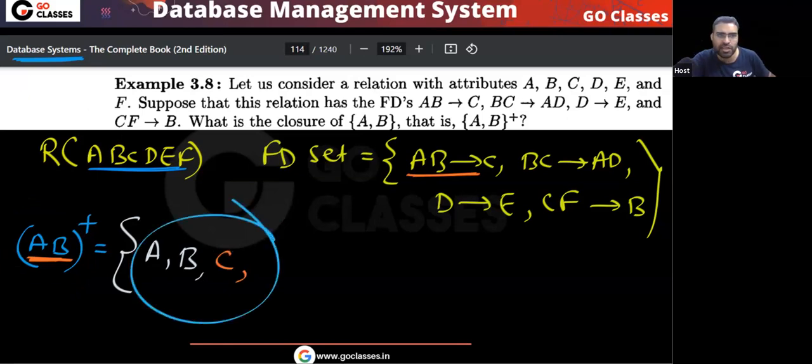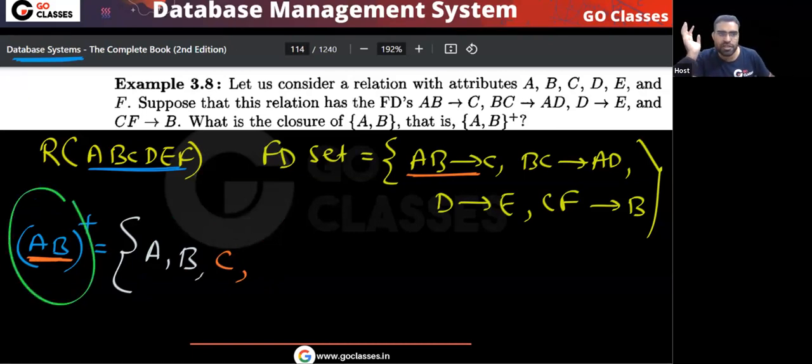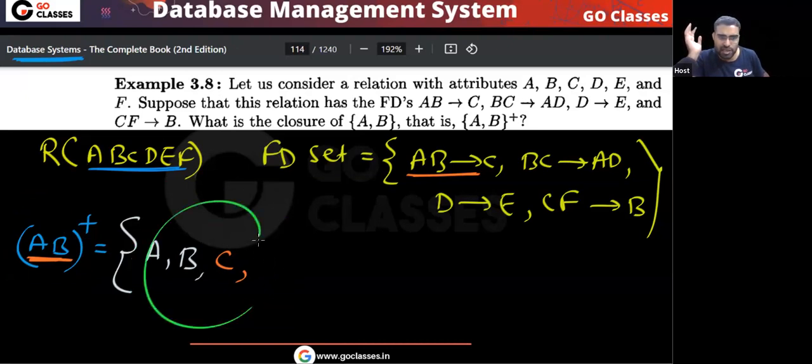Now these three, what can they bring? Okay, please understand. Now the team is growing. Yes or no? You started from here, then the team is growing. This AB can bring C. Now these three people, what can they bring? Tell me, what can they bring?